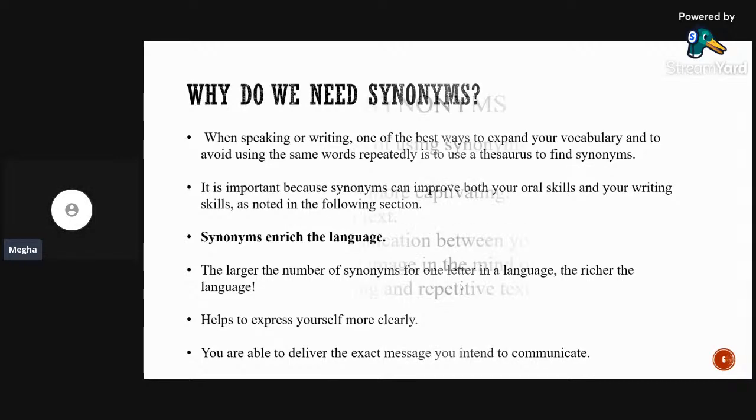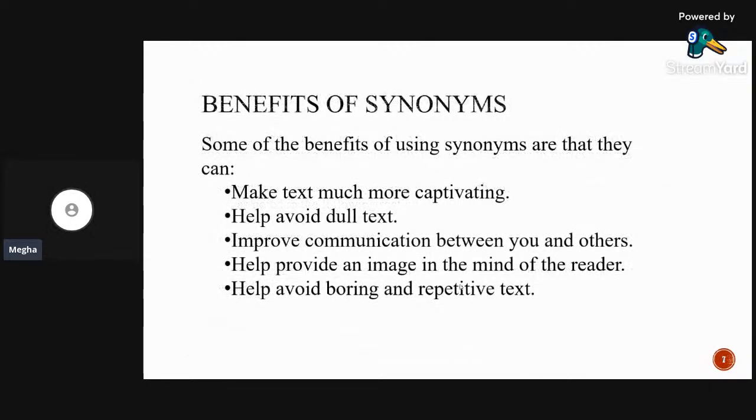Okay, that is the reason we need synonyms. So let's see the benefits. Some of the benefits are: make text much more captivating, help avoid dull text, improve communication between you and others, help provide an image in the mind of the reader, help avoid boring and repetitive text.